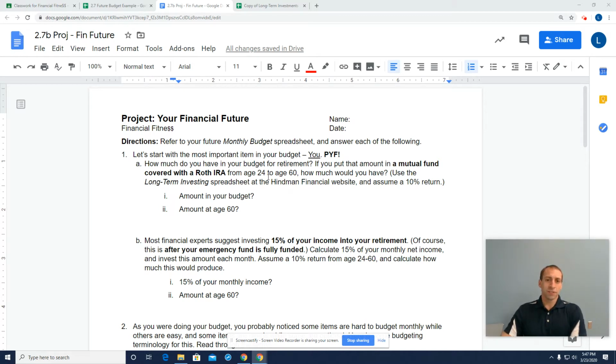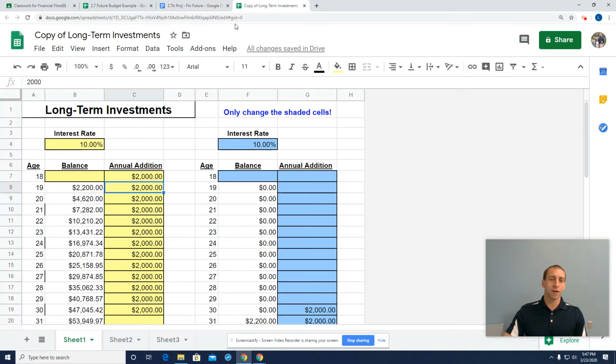So this question asks you to take how much you've invested, put it in our long-term investing spreadsheet, and just assume a 10% return on that. So we're going to go ahead and do that. If you need a copy of this, of course, you can always do a Google search of Heinemann Financial, pull up the spreadsheet, make a copy of it, and then it's yours to use. I already got mine up here, so let's go ahead and go at it.